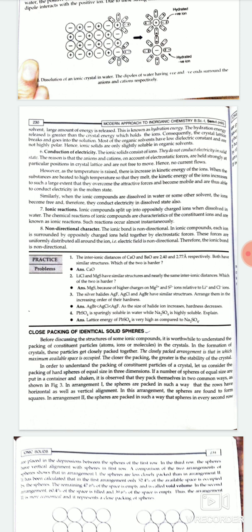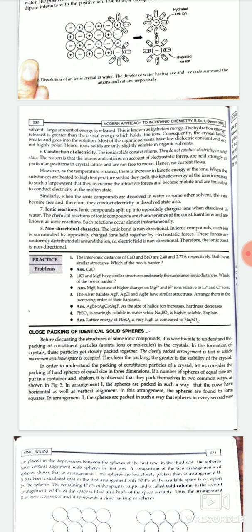Seventh is ionic reactions. Ionic compounds split up into oppositely charged ions when dissolved in water. The chemical reactions of ionic compounds are characteristic of the constituent ions and are known as ionic reactions. Such reactions occur almost instantaneously.